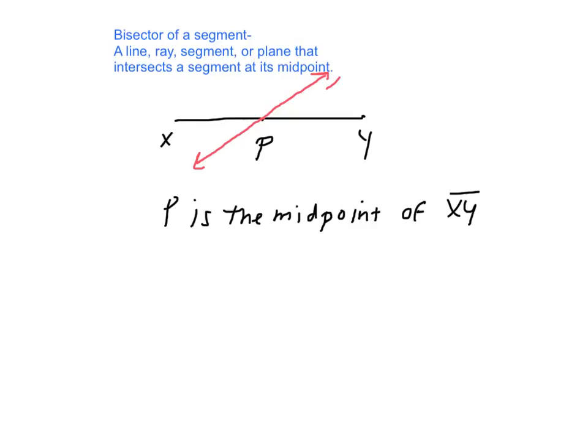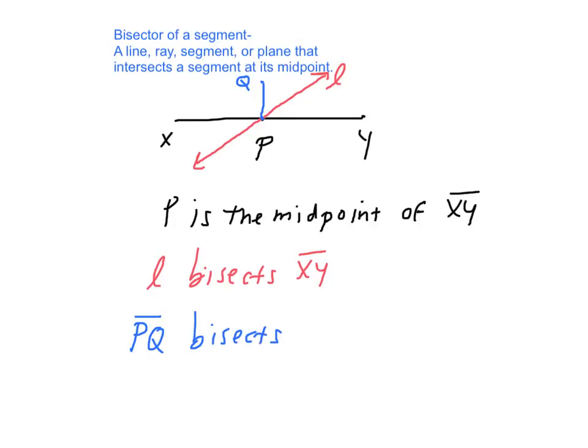So let's call this line L, and we can say that L bisects segment XY. By the definition, a bisector of a segment can also be a ray, so it could also be a segment. If we went from point P, and let's just draw a line segment, to point Q, then we can say that line segment PQ bisects line segment XY as well.